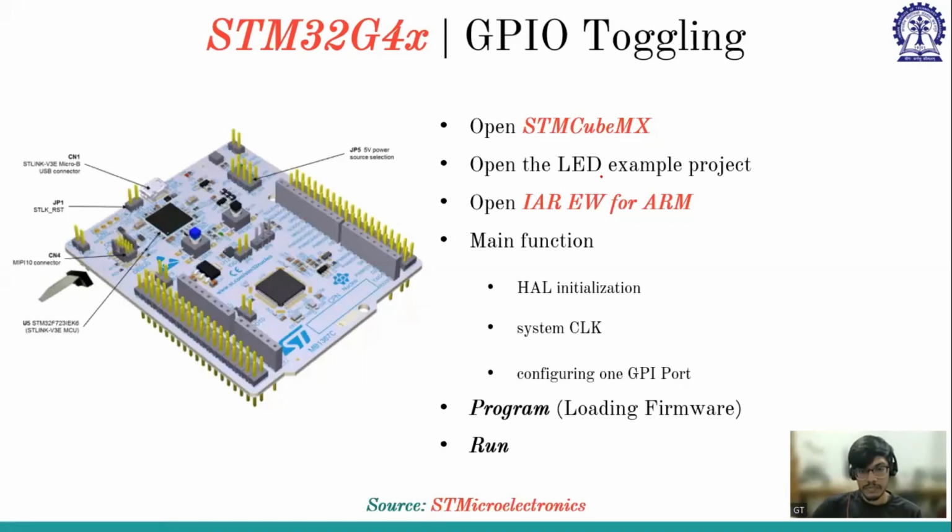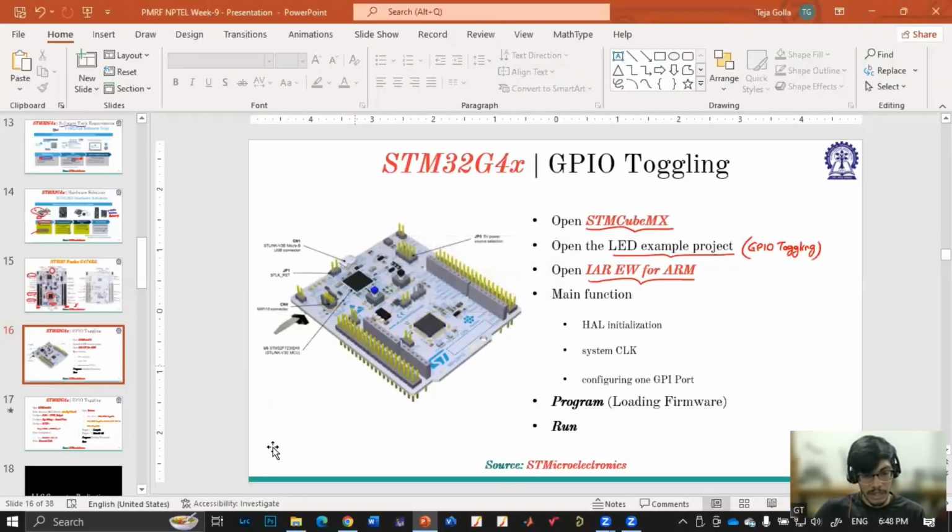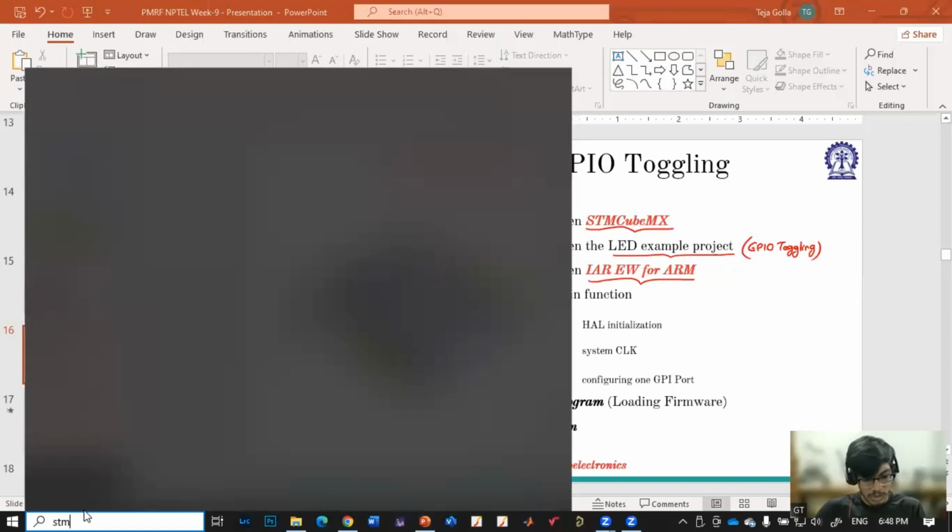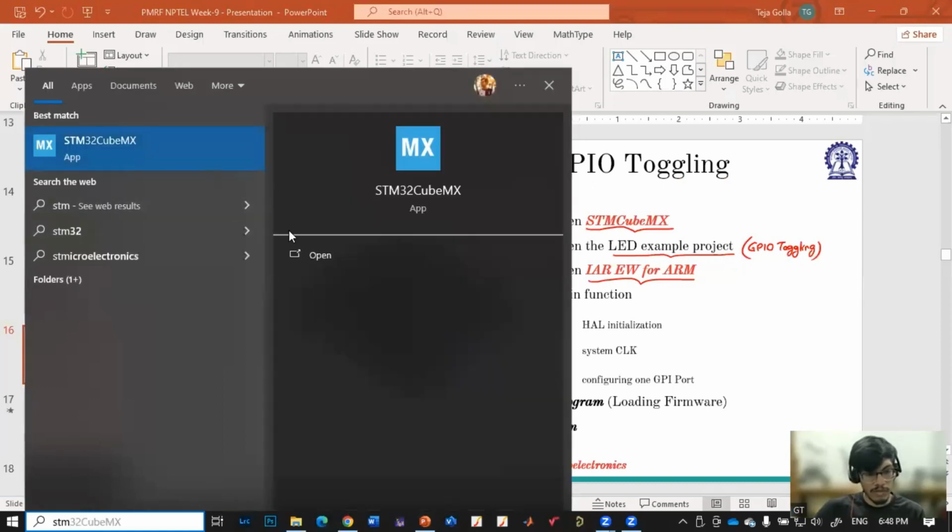So this has already been discussed. We have to first open this software, STM32CubeMX, and then we have to get this LED project or GPIO toggle project. And then we have to open the IAR software, IAR Embedded Workbench for ARM processors. Then we'll check the main function, and then we'll program it and run it. So first I'm opening the STM32CubeMX software, which I have installed.